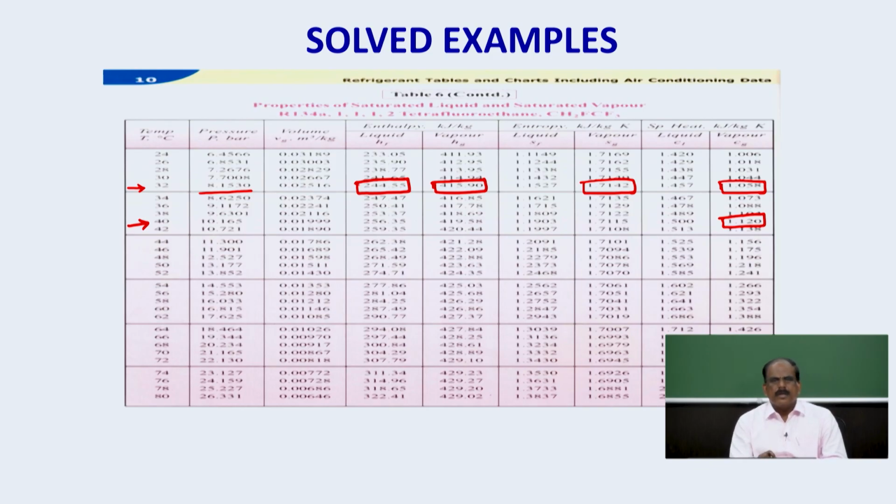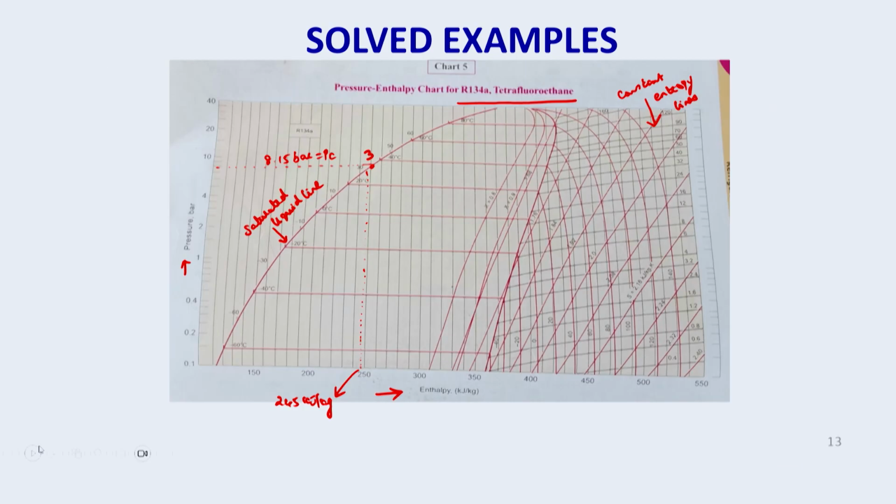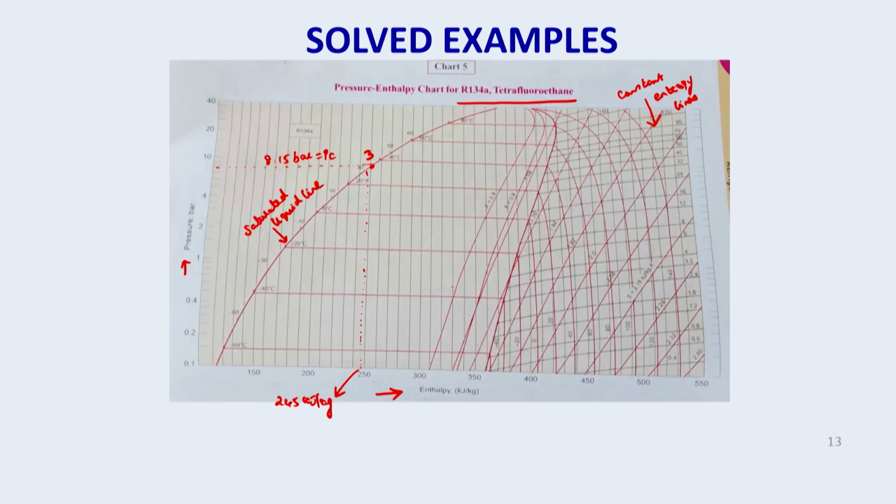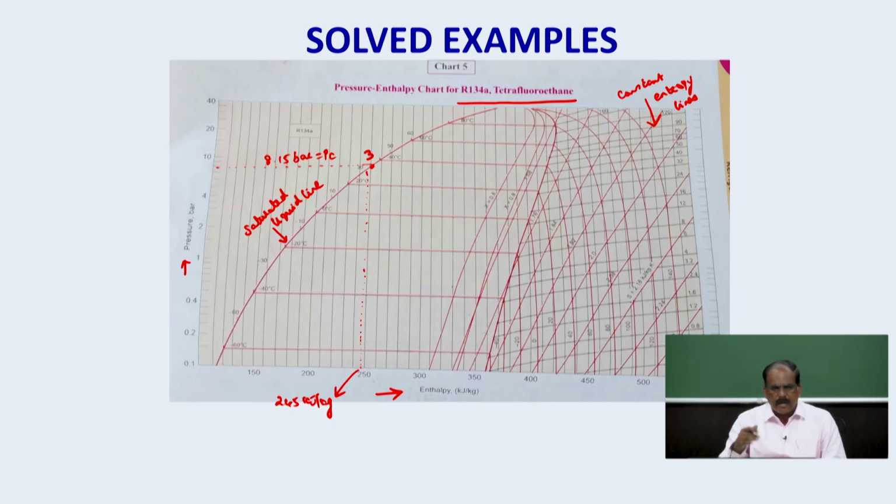Because in this problem 1 dash and 2 dash are in saturated condition, on the saturated vapor curve, we need to fix 1 dash and 2 dash. They will come in this saturated region. So this is the saturated vapor curve, and these are constant entropy lines. Once you fix 1 dash and 2 dash, we can directly read the enthalpy value by drawing a line from that point perpendicular to the x-axis and reading the value from the x-axis. So with this, I conclude this lecture. Thank you.